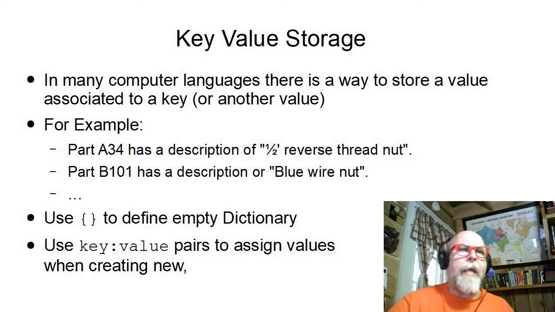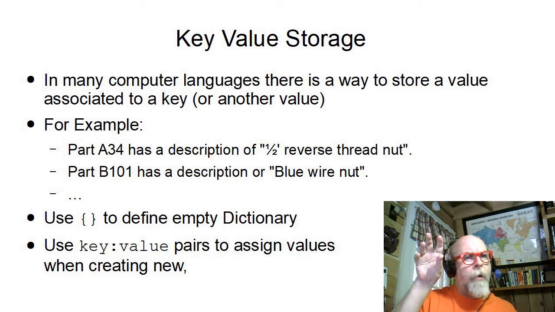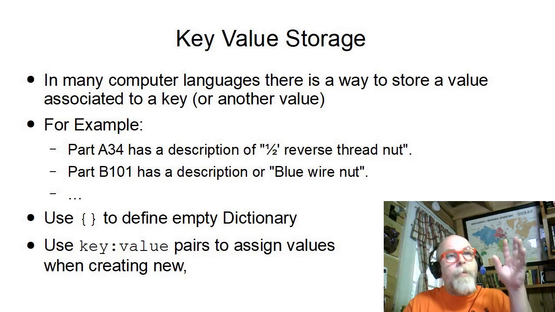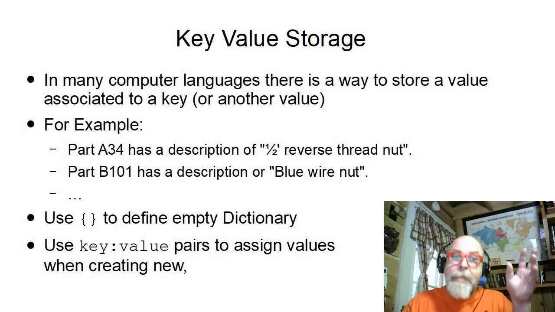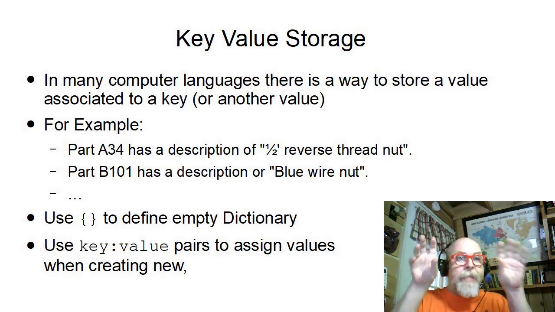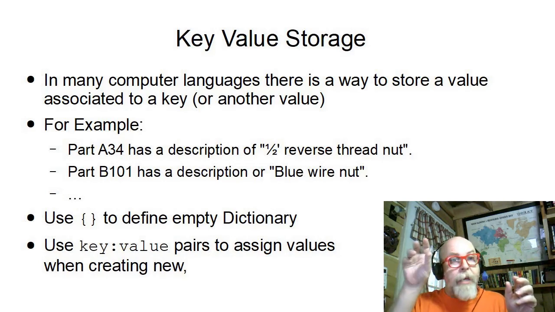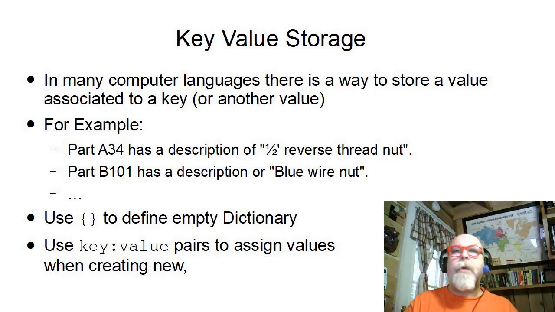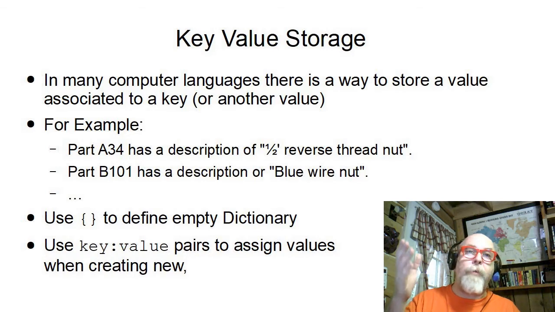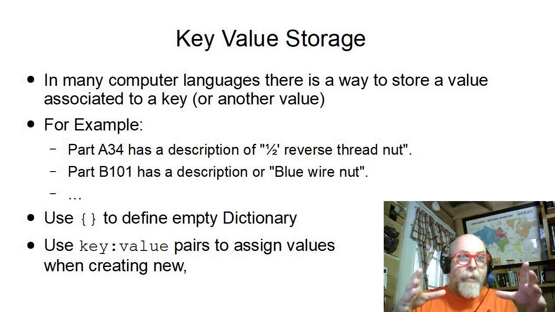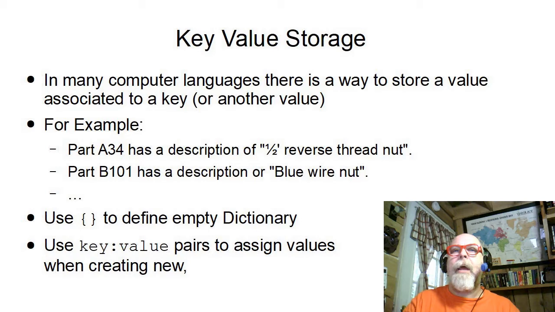Stop and think about a case where we've got a part number or a part ID that can contain strings, letters, numbers, and all kinds of symbols. And then we've got a description that goes along with that part ID. Wouldn't that be nice to have them together in a structure? So if you knew the part ID, you could get the description. If you knew the key, you could get the value. So in my example, part A34 has a description of half-foot reverse thread nut. So that'd be a huge nut, but that's okay.